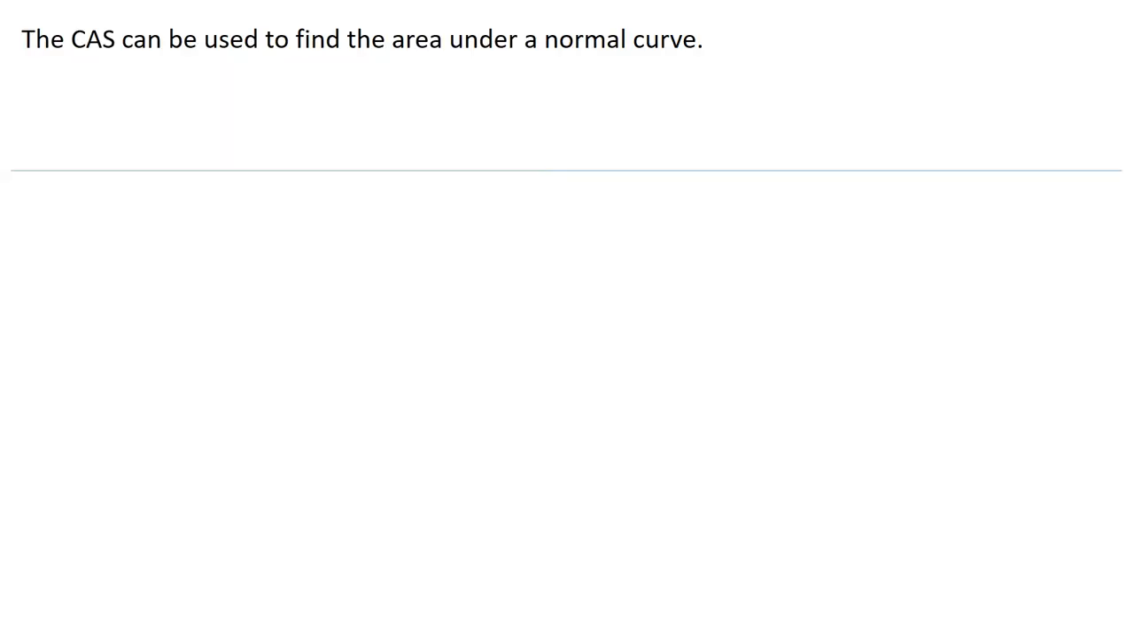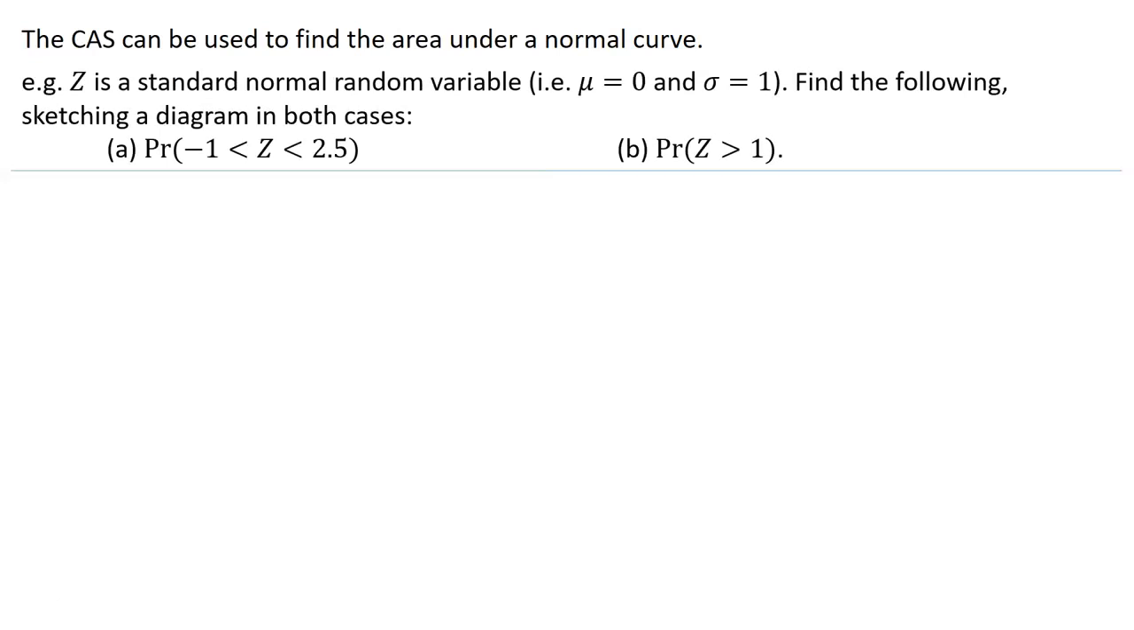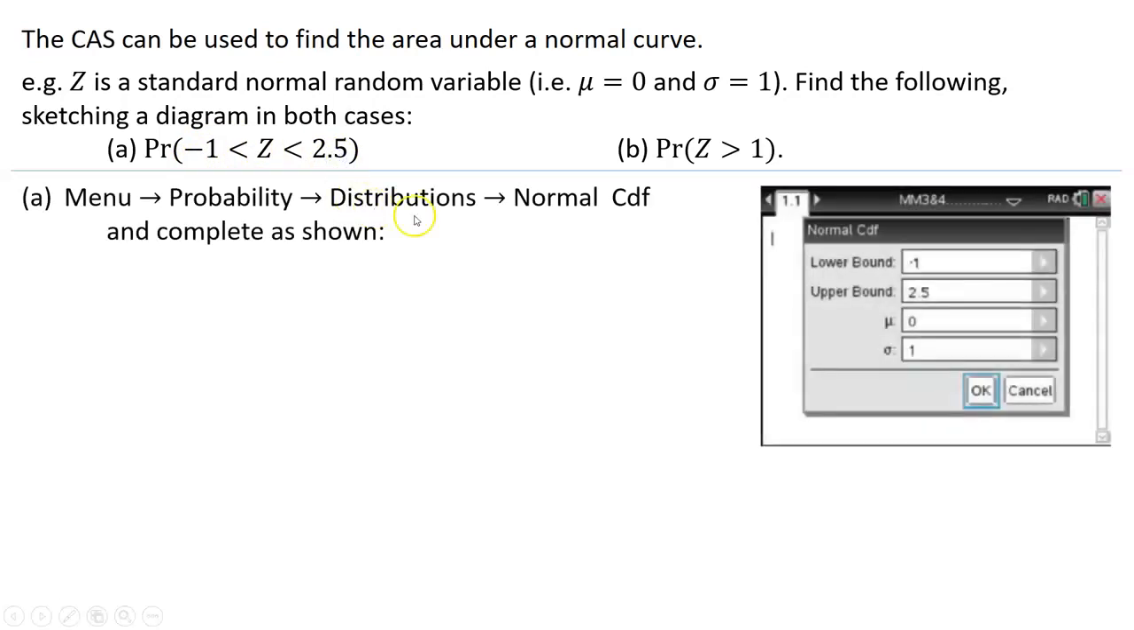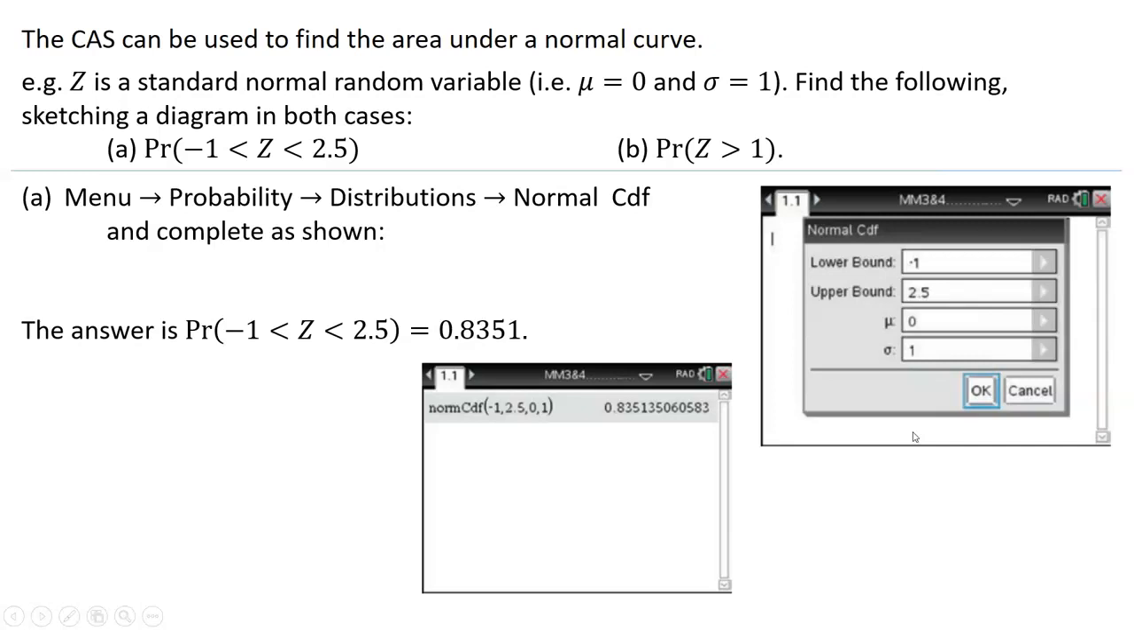Okay, so let's have a look at how we can use our CAS to find the area under a normal curve. So we're using Z being our standard normal random variable here. That means that our mean is 0 and our standard deviation is 1. We're going to first have a look at finding the probability that Z lies between negative 1 and 2.5. So I go to Menu, Probability, Distributions, Normal CDF. My lower bound is negative 1, that's here. My upper bound is 2.5. Then my mean is 0. My standard deviation is 1. It gives me my answer.